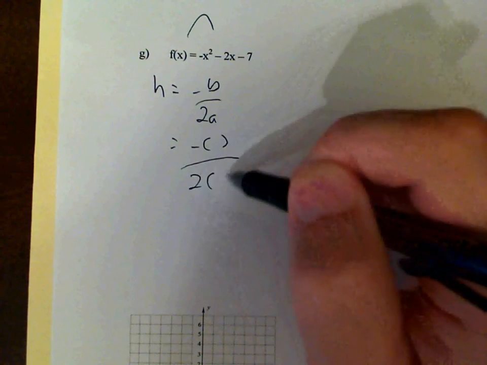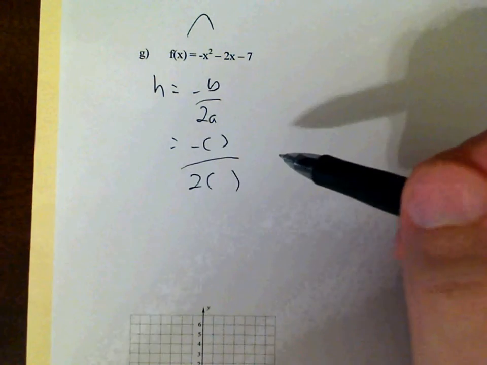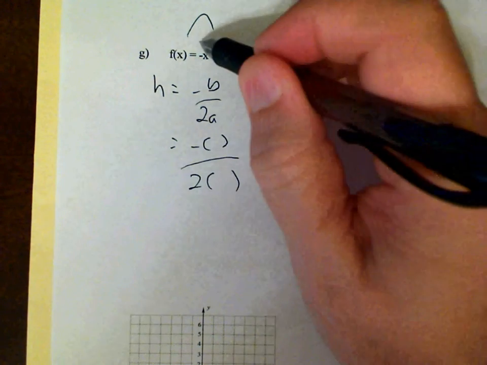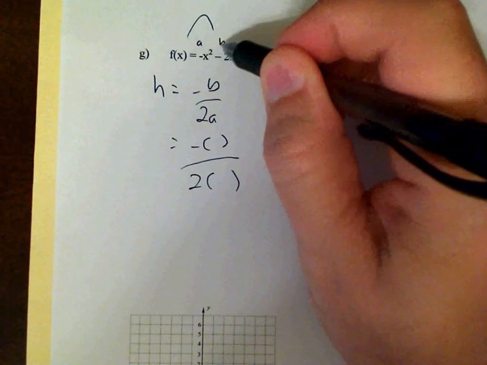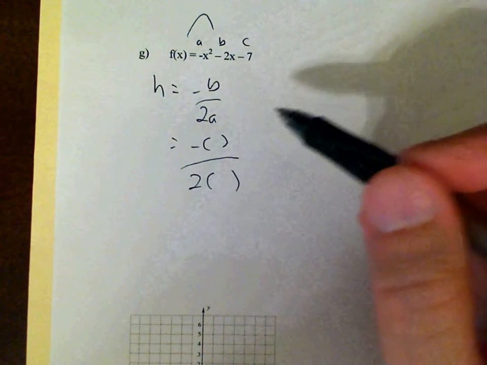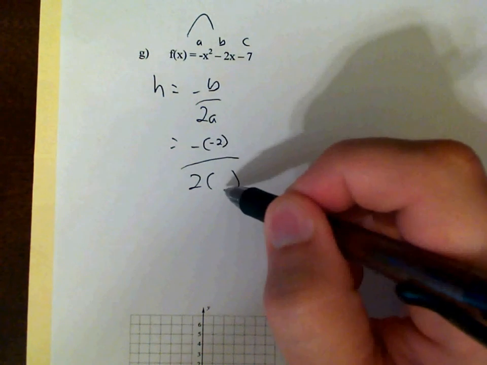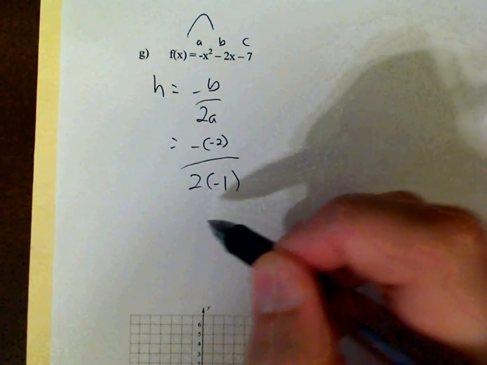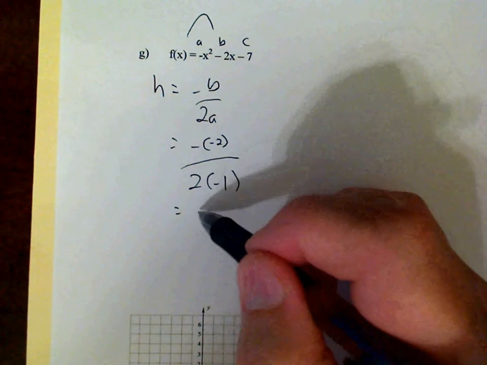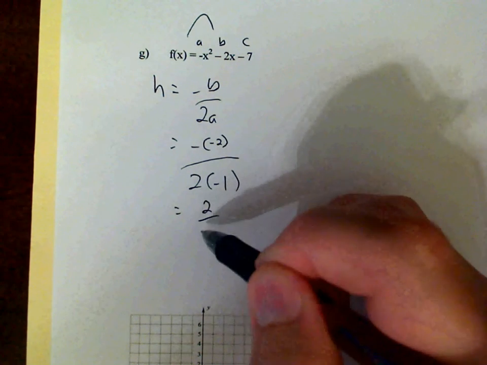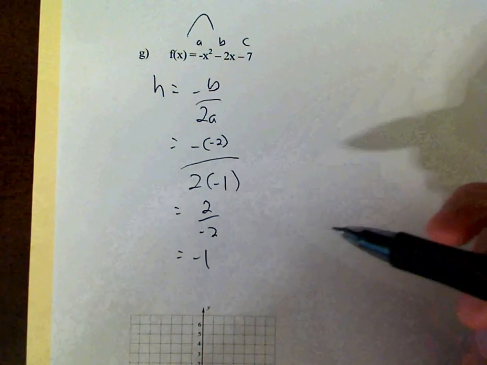I have to rewrite it without the variables and use empty parentheses. A is going to be negative 1, b is going to be negative 2, and c is going to be negative 7. Since b is negative 2, it's going to go there, and a is negative 1, it goes in the denominator. And so we do the math, and we get negative 2 is a positive 2 over negative 2, and that's a negative 1.